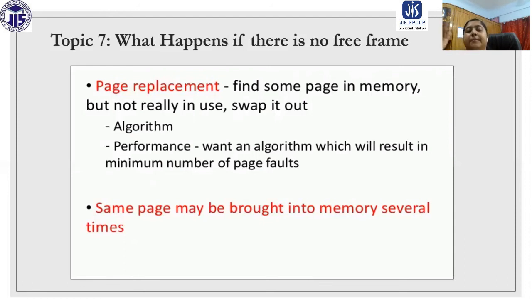Some pages may be brought into memory several times. According to the algorithm, some page may be chosen for replacement, but after some time we require that page again, so it needs to be brought into memory again, and it can be swapped out again. Then after some time it is required again, and it is swapped in again. In this way, one page can be brought in many times. This is basically the effect of page replacement.